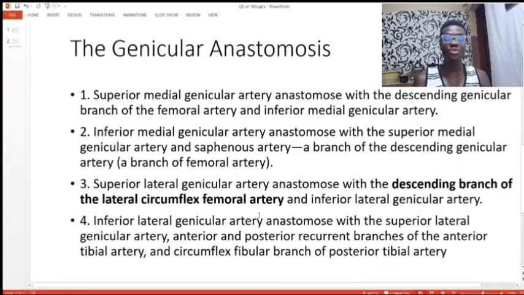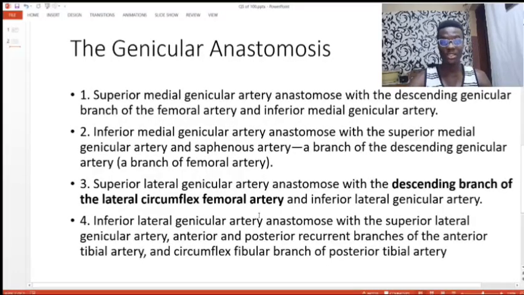So now, the proper way to understand or to retain this info is, you have four genicular arteries that take part in the formation of this anastomosis: the superior medial, the inferior medial, the superior lateral, and the inferior lateral. So the superior medial anastomoses with the inferior medial also. Then it also anastomoses with the descending genicular branch. That is the articular branch of the descending genicular artery. That is it. The inferior medial also anastomoses with that same superior medial, and then also anastomoses with the saphenous branch of the descending genicular artery.